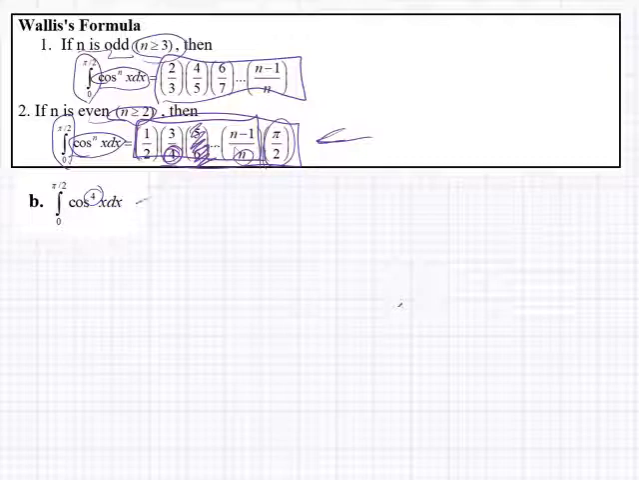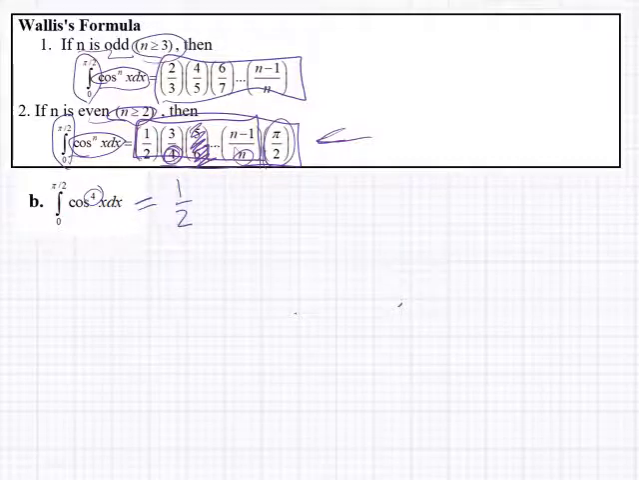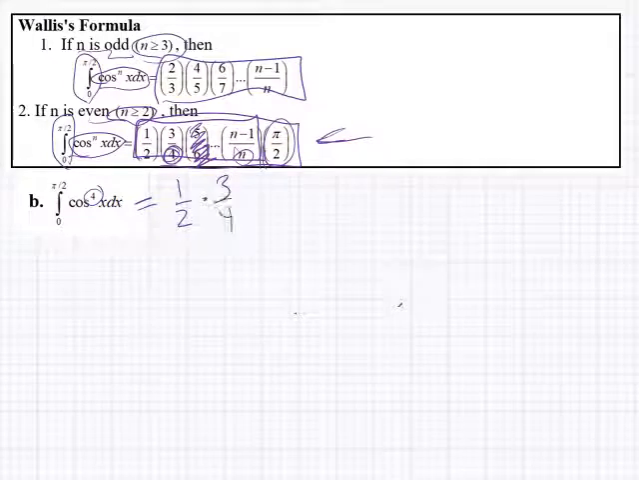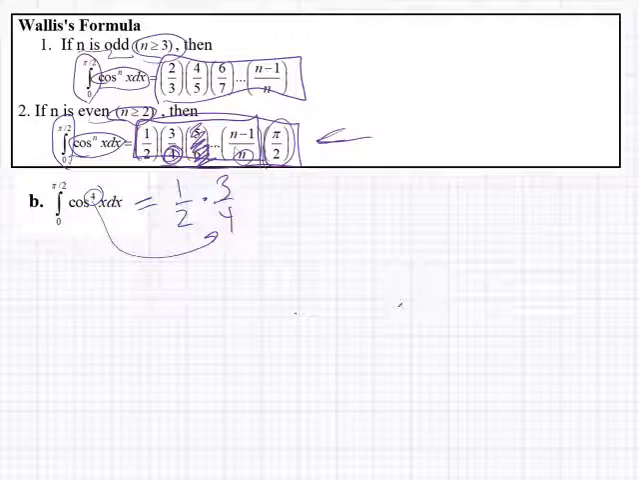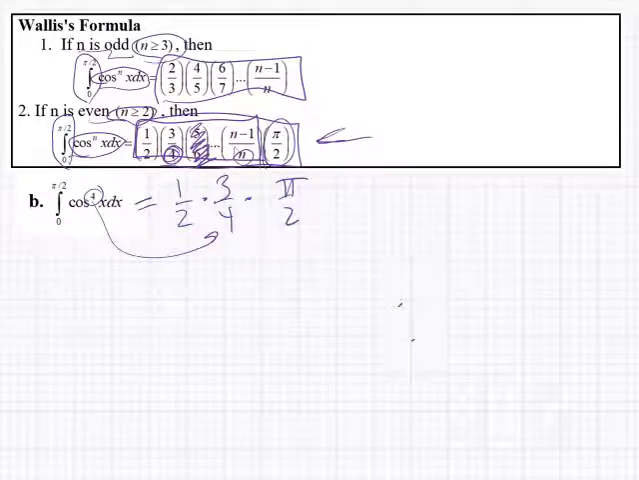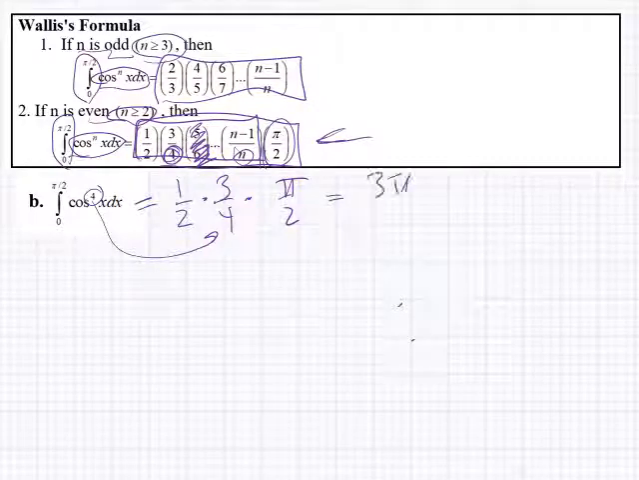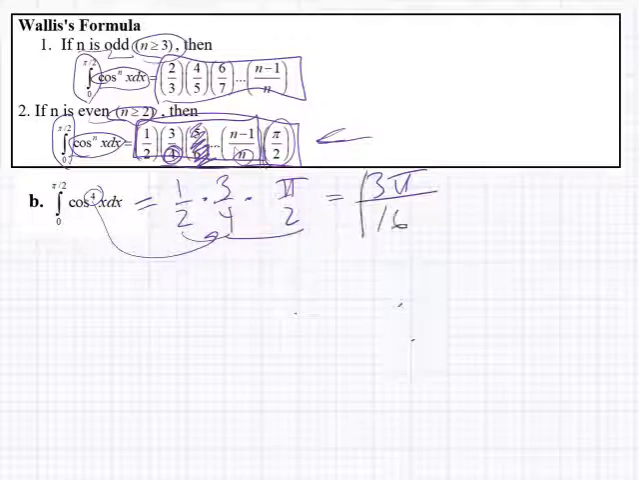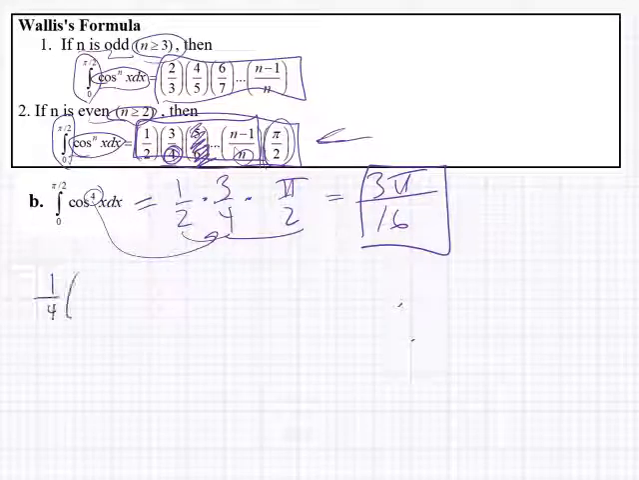So it'll be 1/2 times 3/4, and we'll stop because that's the power. If we were going to keep going, if it was any even higher than that, we'd go up to 6 or 8 or whatever, but stop there, times pi halves. So ultimately, what do we get here? We get 3 pi over 2 times 4 is 8, times 2 is 16. There's our answer.